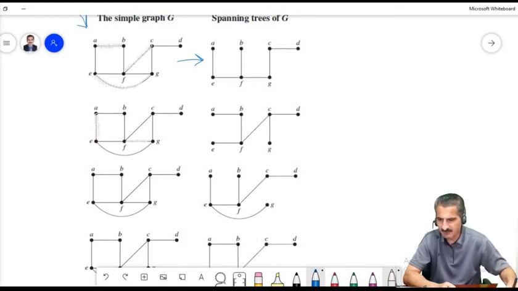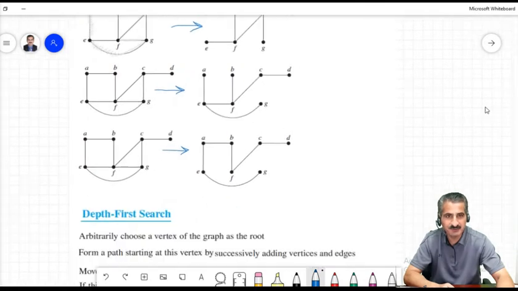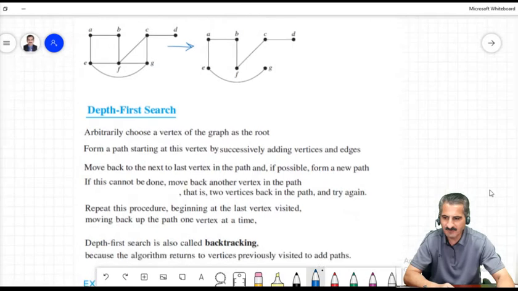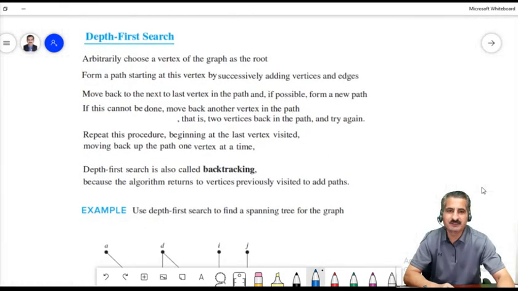If we remove E and G, then this gives us another spanning tree. Okay, and I will let you play with these different spanning trees associated to the same graph. So the spanning trees are not unique. Okay, now how to produce spanning trees out of a given graph.